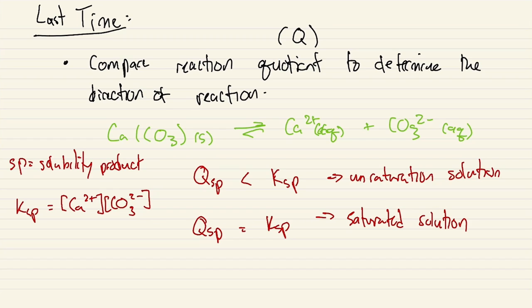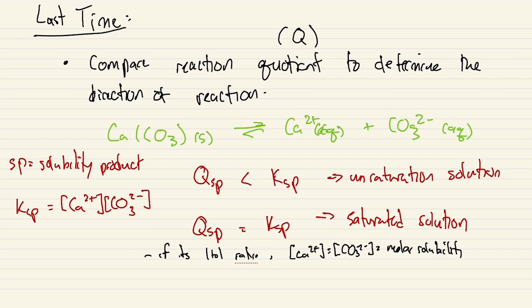At this point, if it's a 1-to-1 ratio, [Ca2+] equals [CO3 2-] equals the molar solubility. Right, that equals the molar solubility, or the maximum amount that we can dissolve in whatever solution it is, right? So this is going to have units of moles per liter. It's the maximum amount of this we can have in solution.